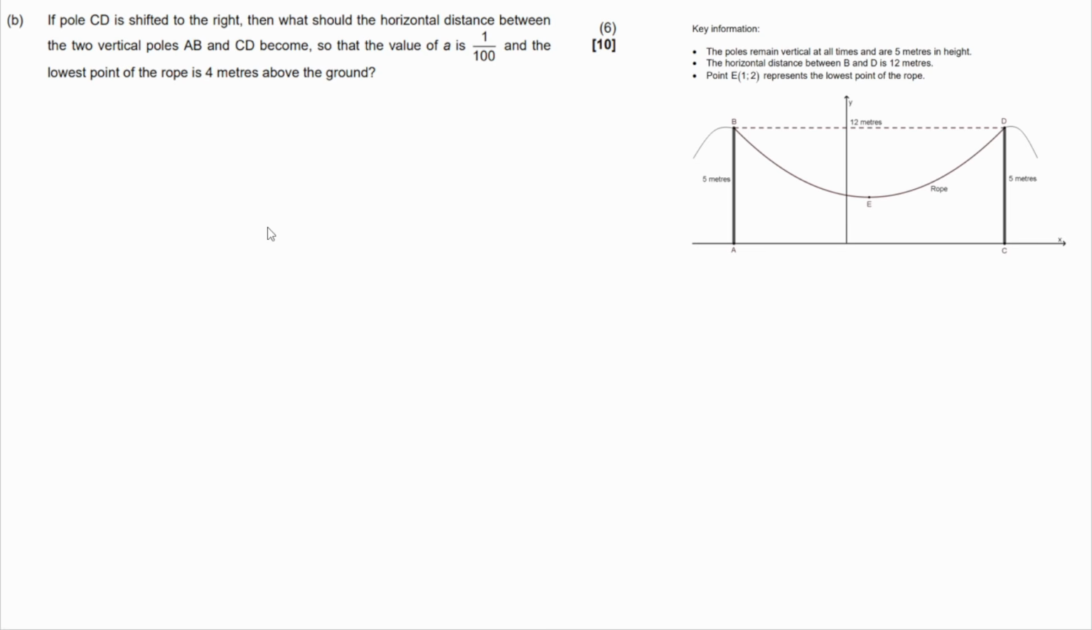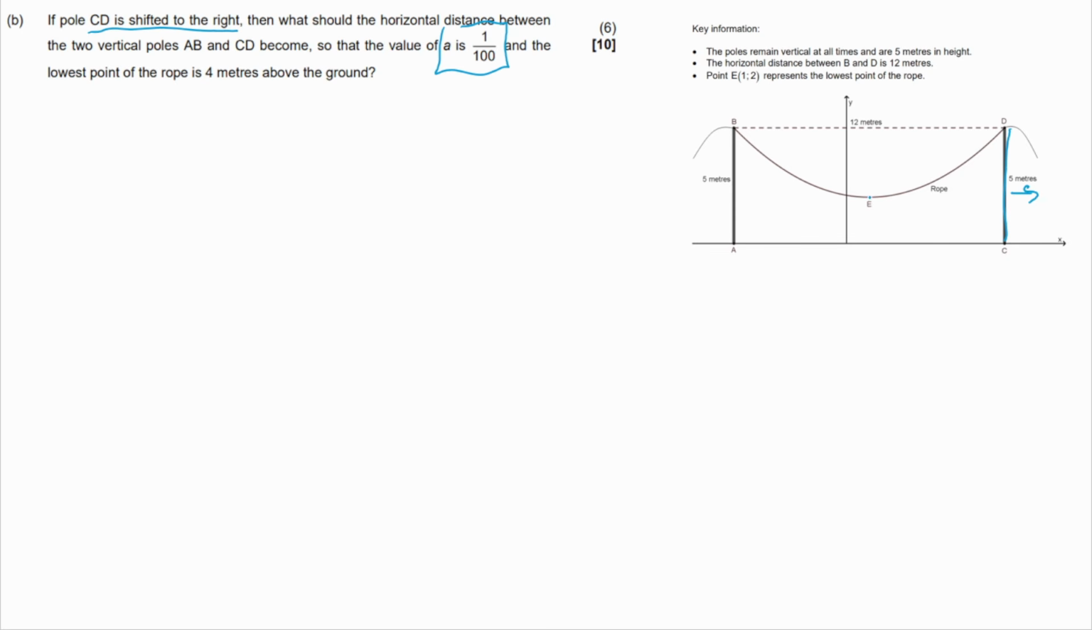Then for B, they say if pole CD is shifted to the right, then what should the horizontal distance between the 2 vertical poles AB and CD become, so that the value of a is this, and the lowest point of the rope is 4 meters above the ground. Okay, so what's happening is CD is shifting to the right. So this vertical thing is going to move to the right.